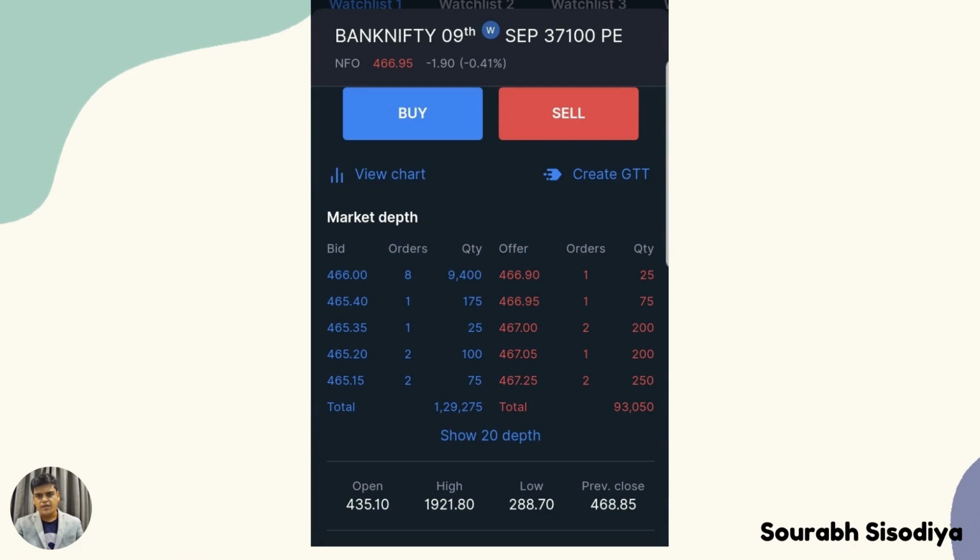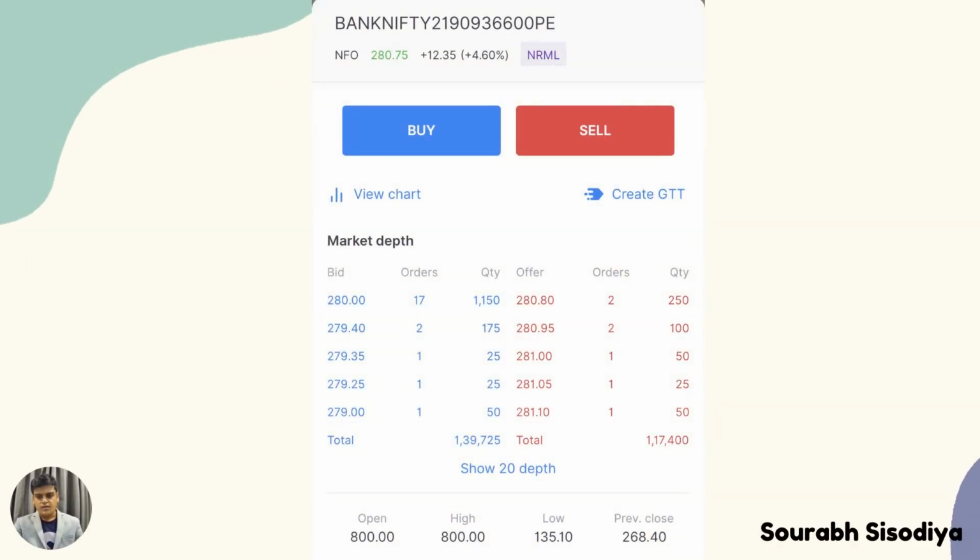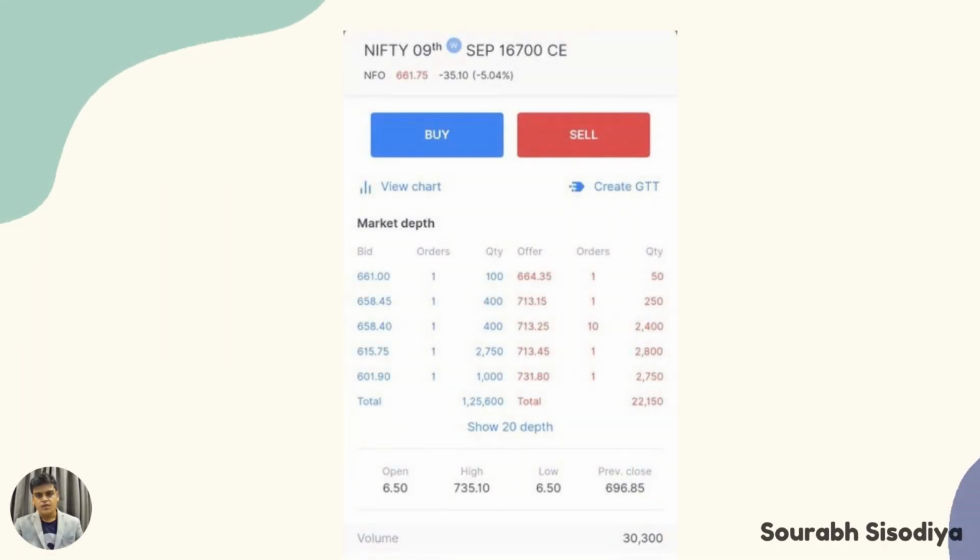Another example is this Bank Nifty 37,100 P. You can see that the high made here is 1921, but Bank Nifty did not fall much for the option price to go so high. There are a lot of other examples as well. 37,600 P. You can see that it was executed till 800 rupees. You can see this Nifty 1670C. You can see the low is 6 rupees. So it got executed so low.